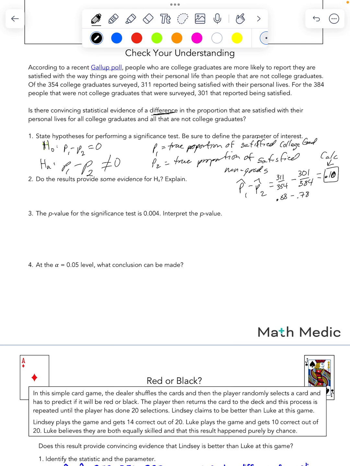So do the results have to provide some evidence for HA? Well, yeah, a little bit. Our sample at least is not saying they're equal. If we got this minus this and it equaled 0, I'd say it actually matches what the null is. But because there's some difference, it gives some evidence, but we don't know if it's convincing yet.